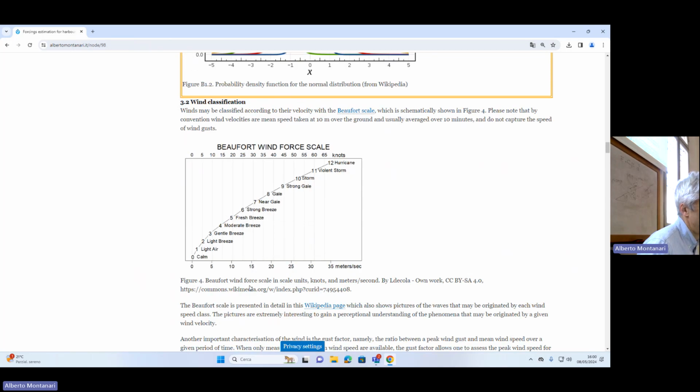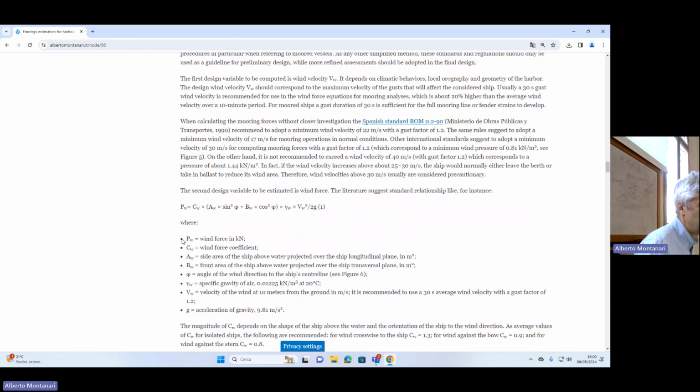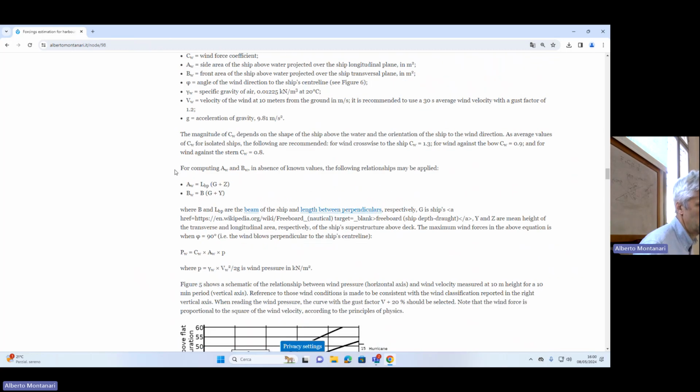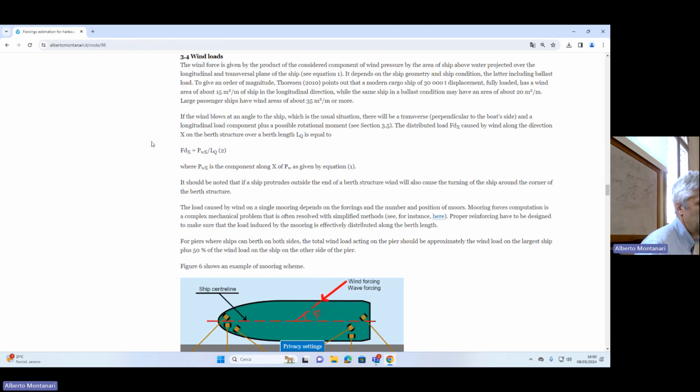Wind classification, you don't need to remember it. And now I already mentioned to you several times, please learn this, okay? And explain it. Also, try to be able to explain it. And only this one. The other ones, this is wind forcing. The other ones, wave forcing, no need to learn them.